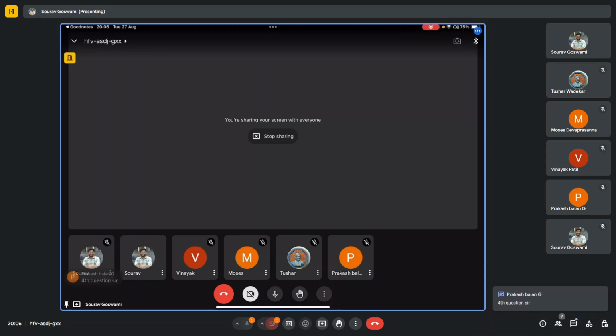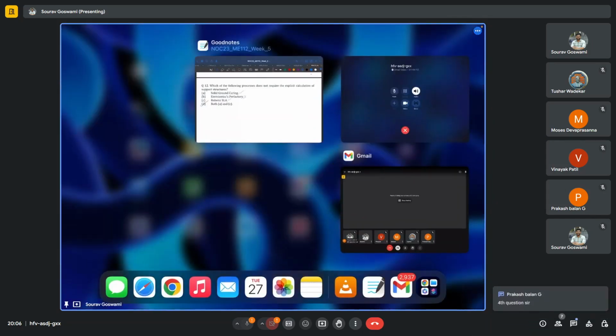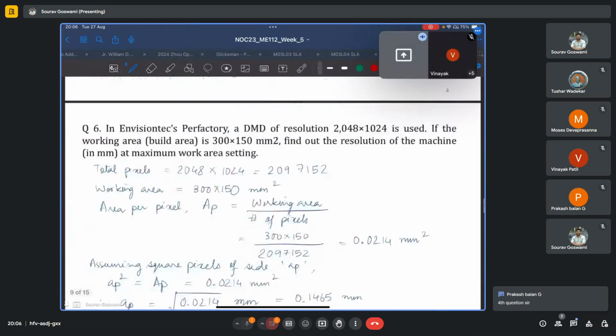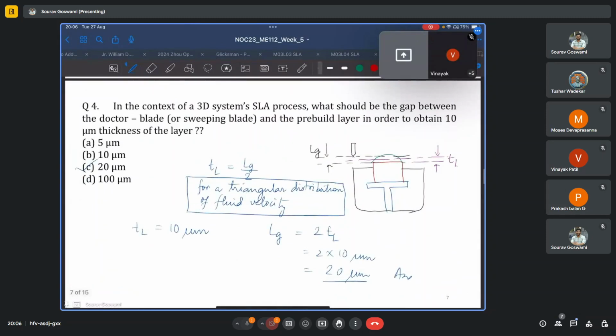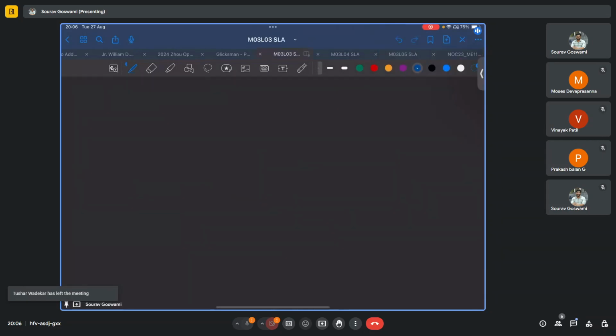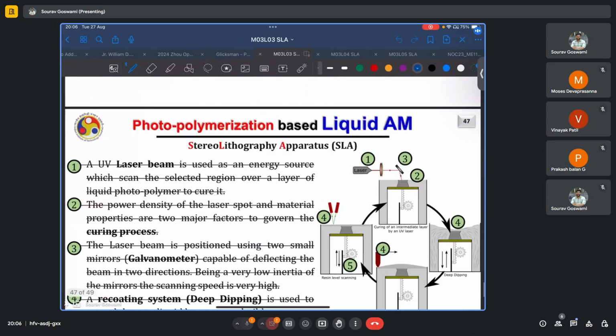Fourth question. Okay. So this had to do with the gap between the doctor blade and the previous layer in order to obtain a uniform thickness. So I'll go back to the relevant section in the slides and that will help.